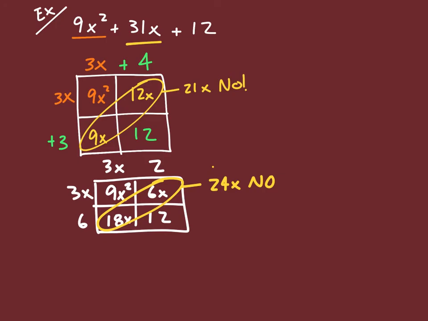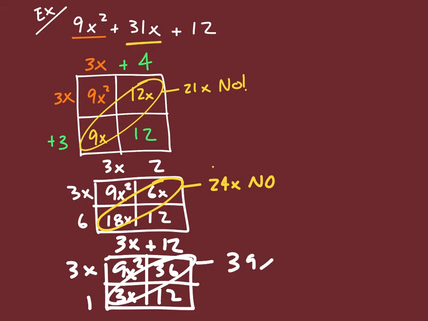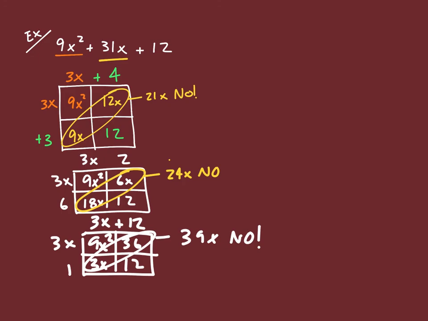All right, so if I do this, if I got 9x squared and positive 12 here, let's try 3x and 3x. Let's try 12 and 1. So 1 times 3x is 3x. 12 times 3x is 36x. So 3x plus 36x is 39x, and that's, again, no. All right. So when that doesn't work, 3x and 3x, we've tried all of our combinations. We've tried 1 and 12, 2 and 6, 3 and 4. All right, let's try something else.